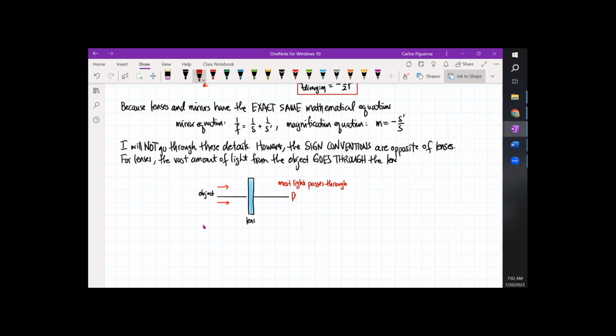And because of that, we call this the positive side. Not really sure what happened over here. Let me try that again. On the other hand, we could say that on this side, over here, almost no light is here. And they identified this as the negative side.